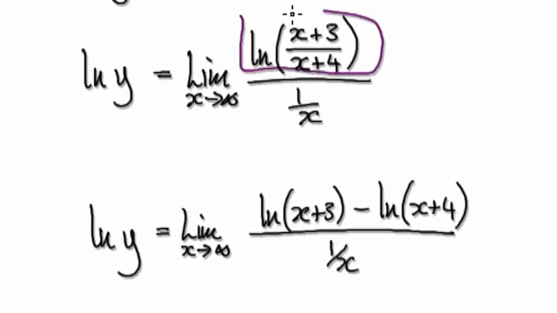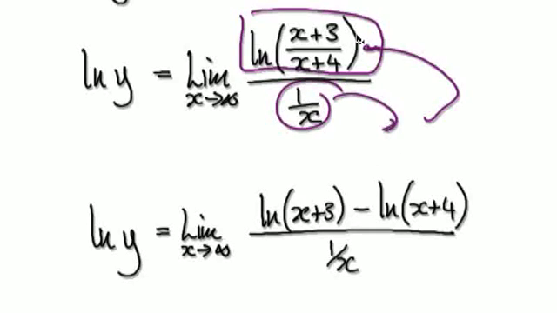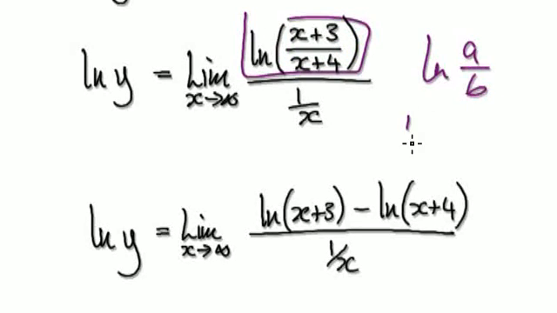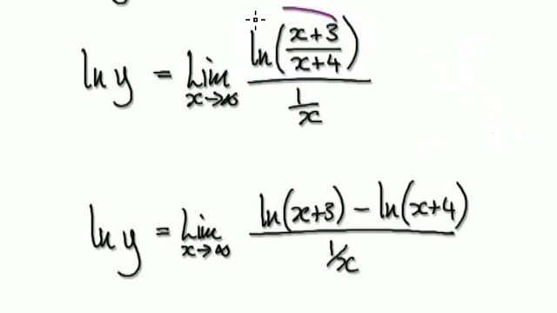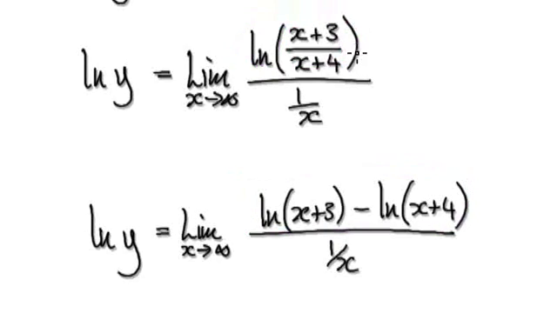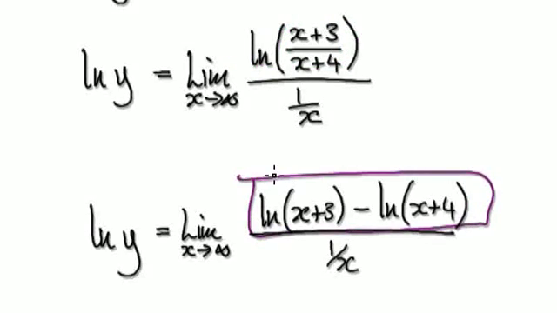So ultimately we want to differentiate this, and then we want to differentiate this. Before, you could use a quotient rule to differentiate this. But let's remember natural log of a over b is the same as natural log of a take away natural log of b. So rewrite this as this. You could use a quotient rule on this, but it's easier to do it like this.